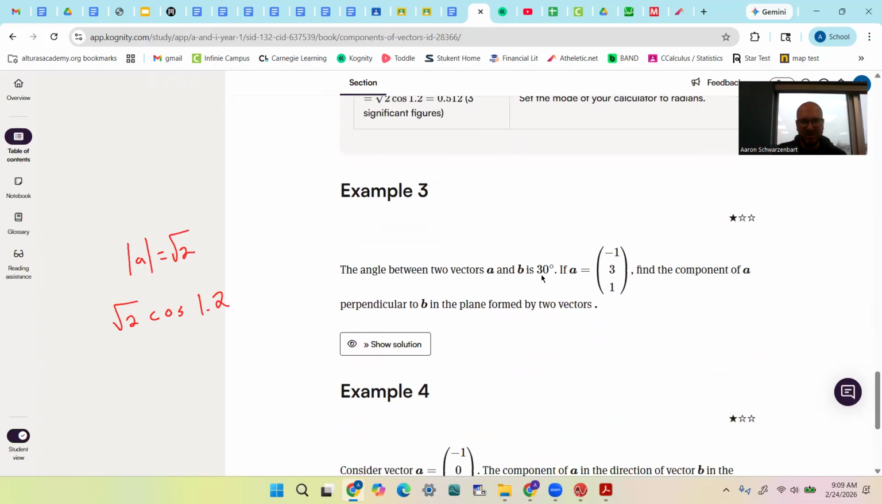The angle between two vectors A and B is 30. Find the component of A perpendicular to B in the plane. Okay, so the perpendicular component is going to be sine. Wait, find the component of A perpendicular to B. So B's here, A's parallel in the direction. So we're doing a sine. Square root of 11. Sine 30 is 1/2.